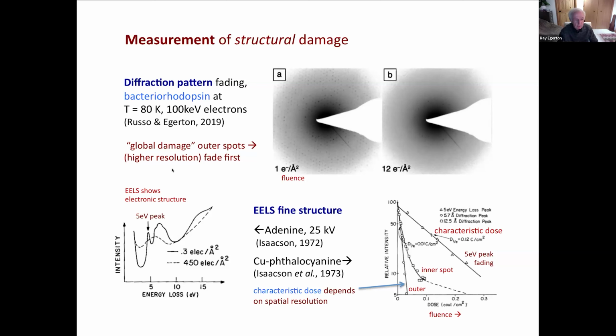And if you plot the intensity of a peak, or the logarithm of that intensity, against dose or fluence, you can see at the top right-hand side you often get a straight line. And the gradient of that straight line gives us what is called the characteristic dose for damage. And the same thing with our diffraction patterns. If you take a particular spot and plot the log of the intensity versus fluence, you sometimes get a straight line. And you can see from this example that if the outer spot is fading faster, that gives us a smaller value of the characteristic dose.